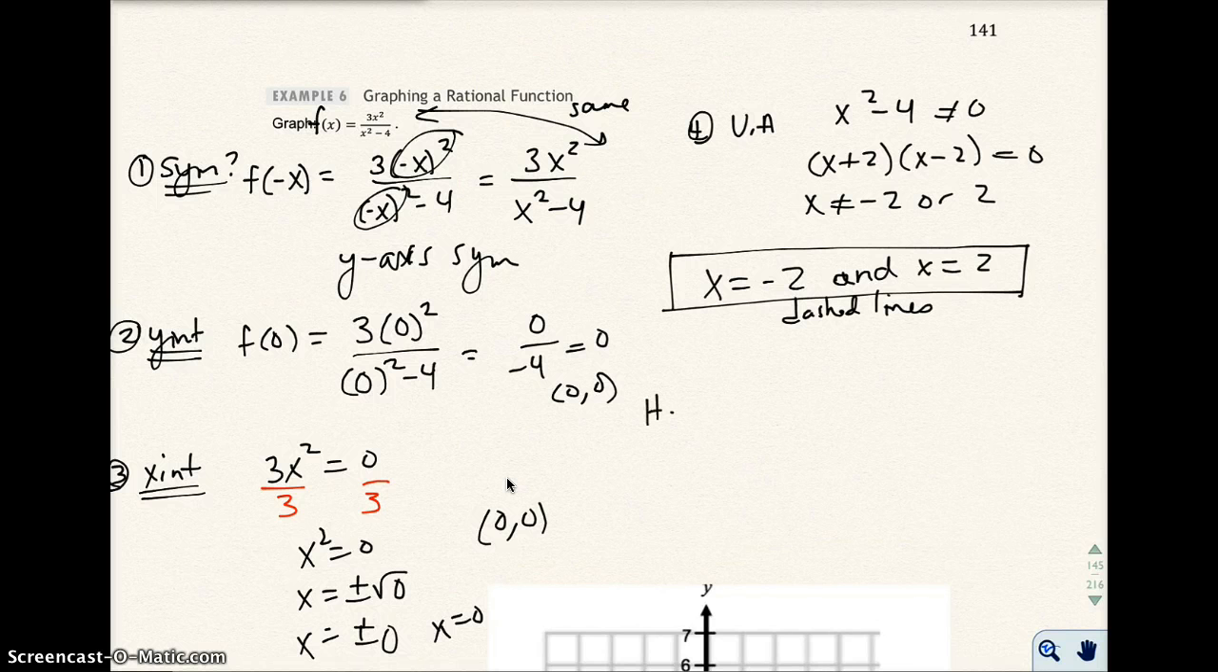For my horizontal asymptote, I'm going to look at the degree. The degrees of 2 and 2 here are the same. That means I'm going to do 3 over 1. So it's going to be y equals 3 over 1, or y equals 3. That can be a dashed line too.